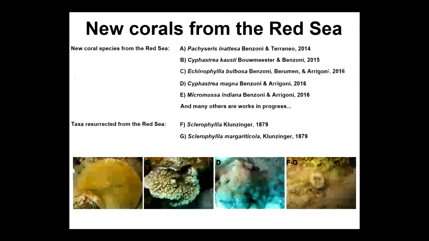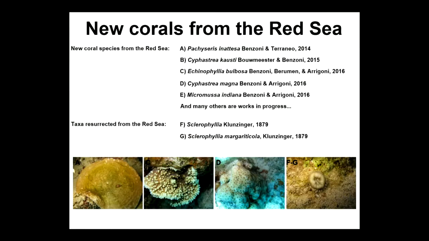Now for the coral folks in the room, this is kind of a more comprehensive list of some of the new species of corals that they've now described from the Red Sea. You'll notice one of them up here, Cyphastrea kausti, is actually named after KAUST itself, based largely on the big financial and logistic investment into the project. There's also some new taxa that have been resurrected from the literature as well. There's many other works in progress here.